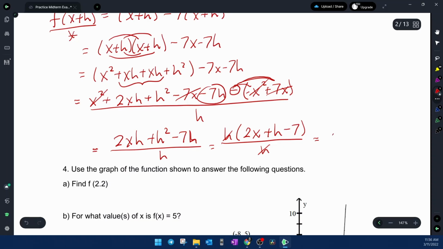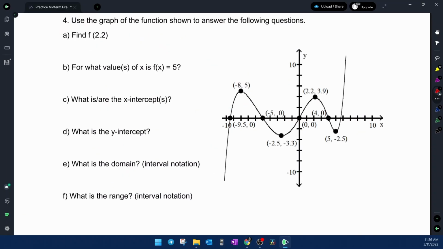So here the final answer for the difference quotient would be 2x plus h minus 7. Next problem, number 4. Use the graph of the function shown to answer the following questions. And the first thing they want us to find is f of 2.2. So we want to know if x is 2.2, what is y?